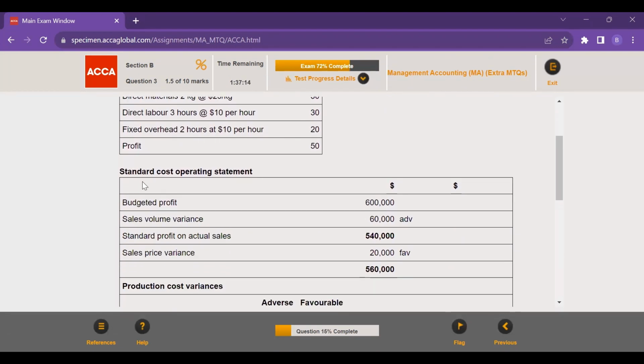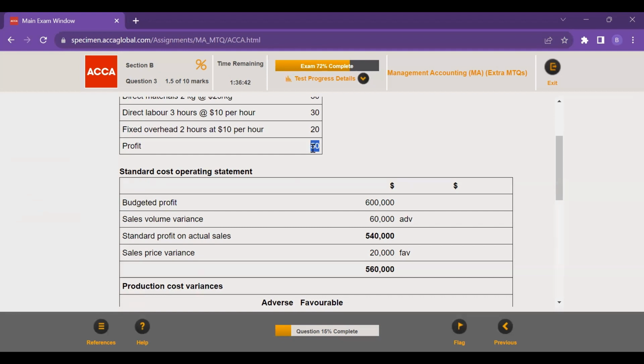Right. So we see that there's a profit of $50 that we make on each product. We can see that the sales volume variance is adverse, which means that we have sold fewer units than we had budgeted. The sales volume variance is valued at your standard profit. So 60,000 adverse is your volume variance, and 50 is the amount of profit that we are making per unit.